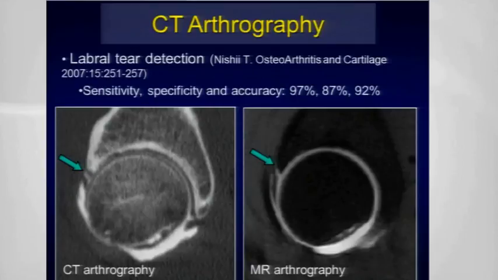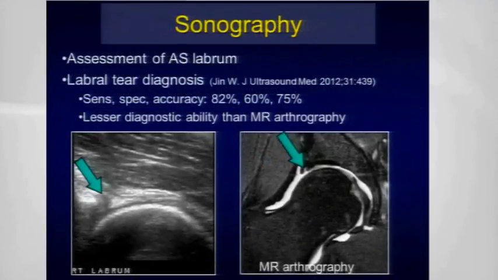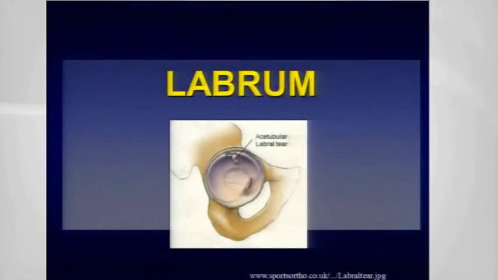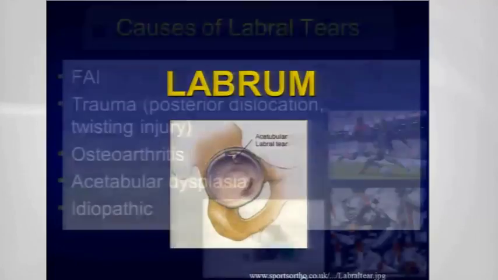CT arthrography can also be useful for detecting labral tears, especially for those patients who cannot go into the MR magnet. It also has high sensitivity, specificity, and accuracy, and it would be ideal for assessing the articular cartilage. What's the role for sonography? We're only able to assess the anterior superior aspect of the labrum, and the sensitivity, specificity, and accuracy are much lower, and therefore it has less diagnostic ability than MR arthrography. Let's now move on to more characteristics of the labrum and how we detect labral tears.